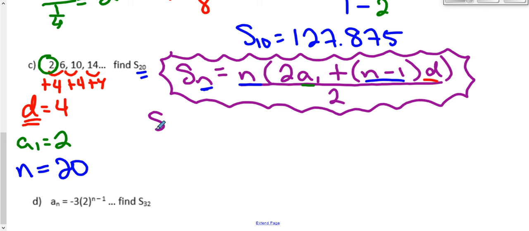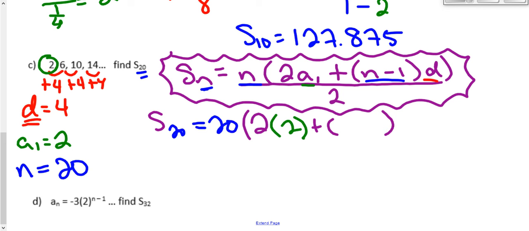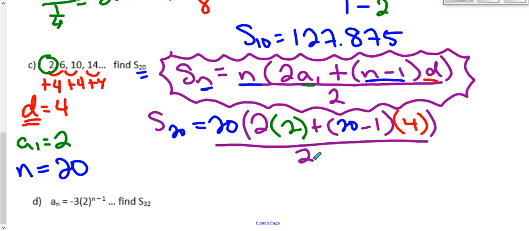So it looks like we're going to be ready to go. We're going to find the sum up to the 20th term, and it's going to be 20 times 2 times the first term. The first term's the number 2, plus n minus 1, so that's 20 minus 1 times d. d is the number 4 in this case. So we have that already, and the denominator is just the number 2. If you want to simplify this yourself a little bit before you type in the calculator, you can, or you can just type that entire thing in the calculator. Either way, you should get that the sum up to the 20th term is 800.